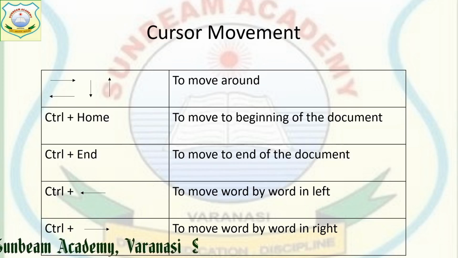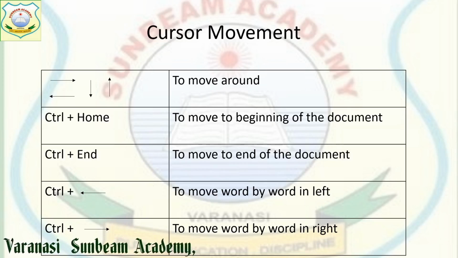Here I have given you a chart. 4 arrow keys we are having: left, right, top and bottom. With the help of these 4 arrow keys, we can move around the text. If we want to move towards left, then left arrow key; towards right, right arrow key; up, up arrow key; down, down arrow key.